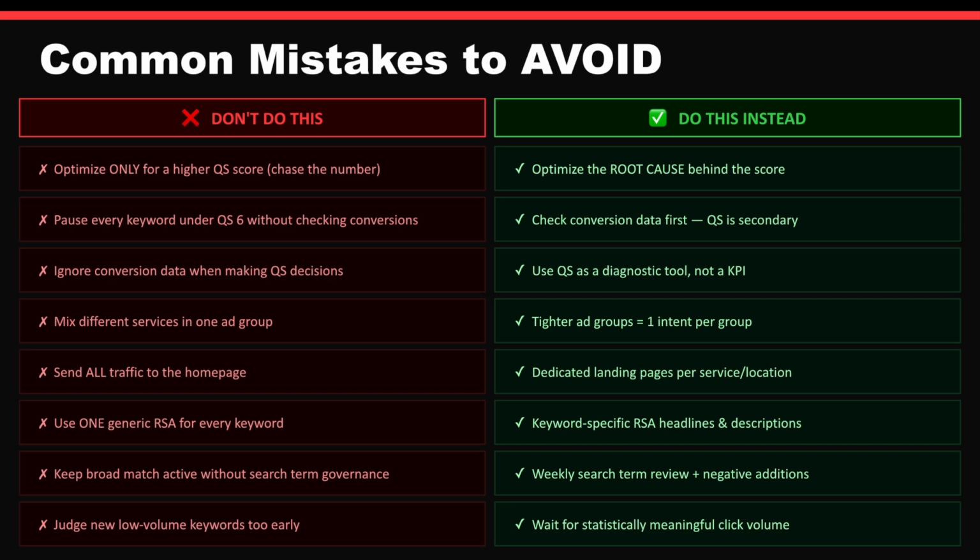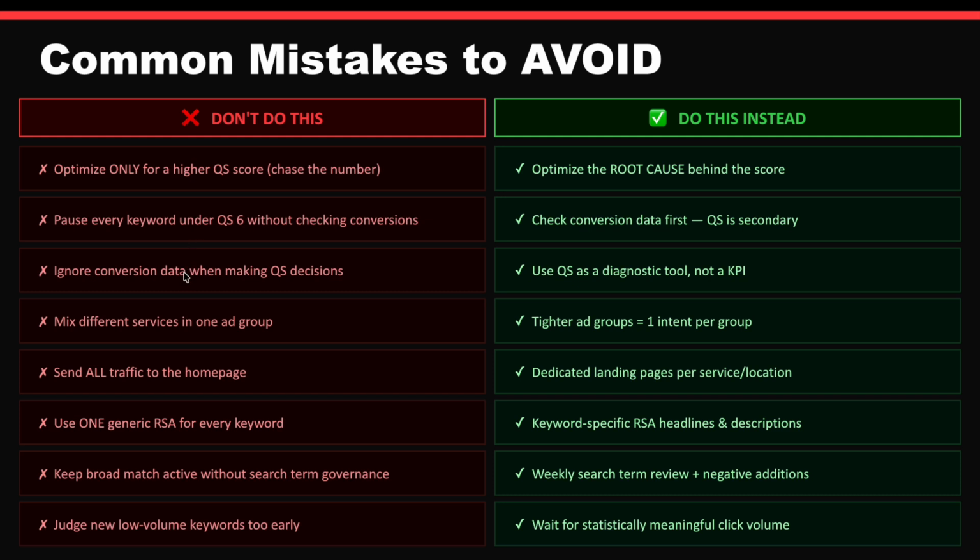So before we wrap up, let us go through the most common mistakes I see advertisers and agencies making, and for each mistake I will tell you the right thing to do instead. Mistake number 1 is chasing the quality score number. Do not do this. Instead, optimize the root cause behind the score. Mistake number 2 is pausing every keyword with a low quality score. Quality score 6, some of those keywords are converting and making money. So always check conversion data first.